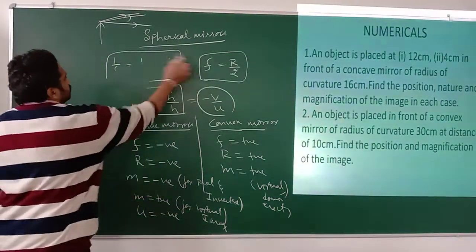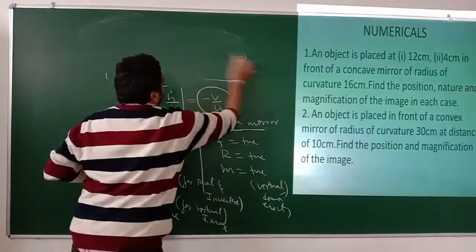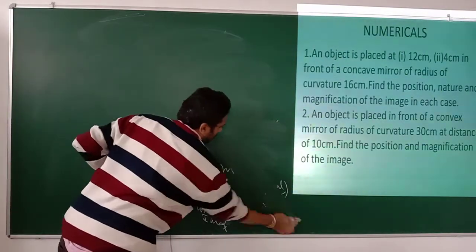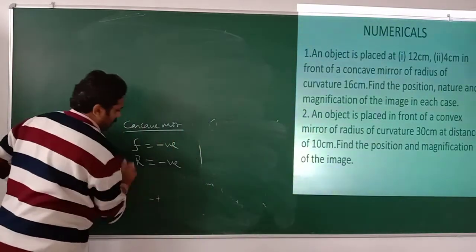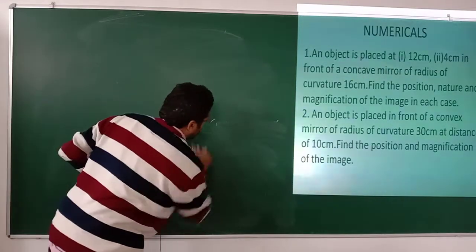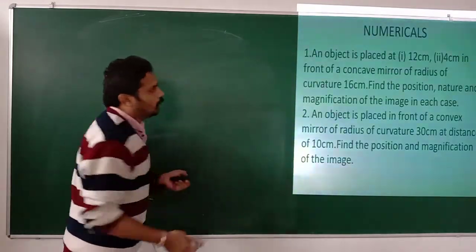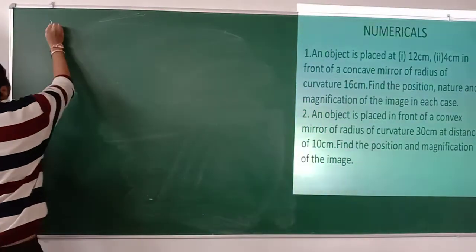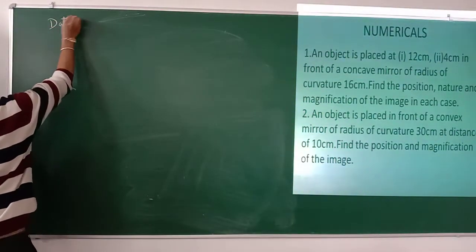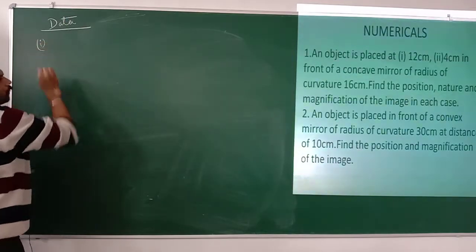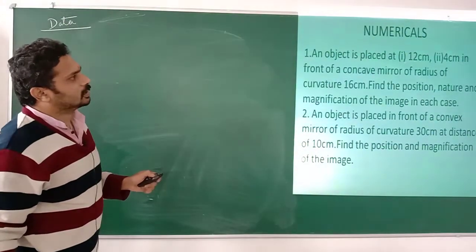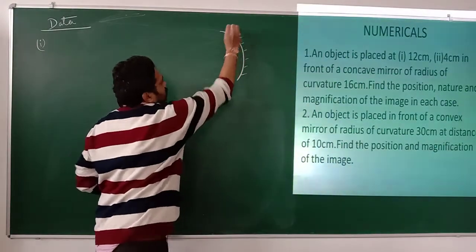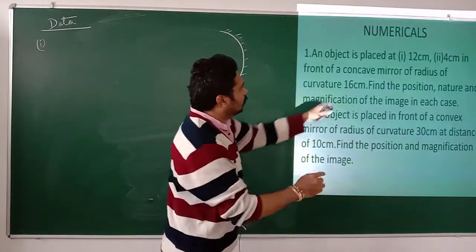Now once again, the first question is: an object is placed at 12 centimeter. Here is the given data. Sub question number 1, object distance 12 centimeter. Here this is the concave spherical mirror. In this numerical you have to observe carefully.